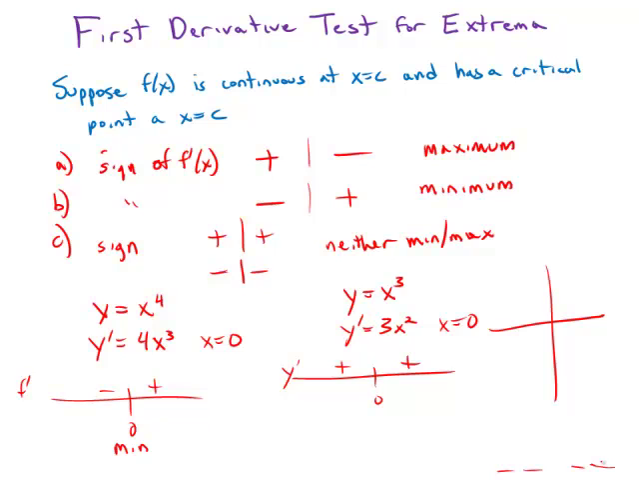And in fact, what you get when you have a cubic function is something like this. The function increases, then it momentarily has a slope of 0 right at the origin, and then it increases after that. And so indeed this is a critical point because the slope is 0, but this is neither a maximum or a minimum. This is an example of how to apply the first derivative test.